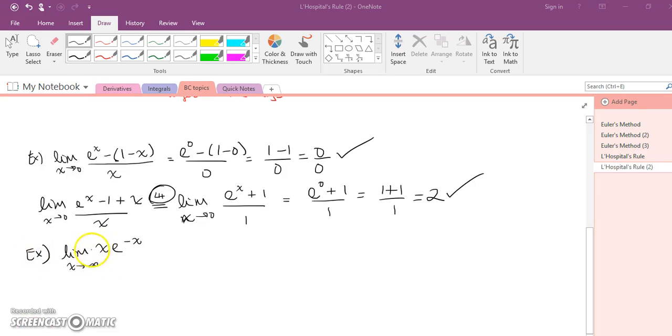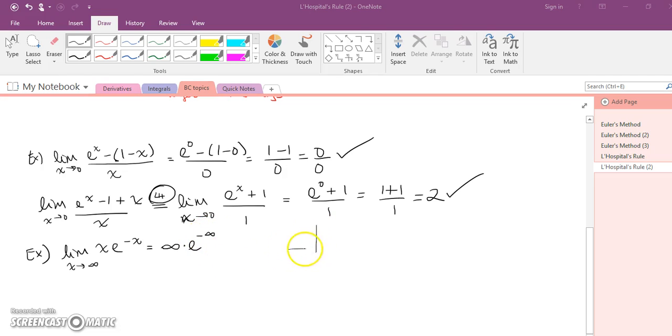Here's another one. X can approach anything. It doesn't have to approach 0 or a number. It could even approach infinity. For these, you're going to have to just think about what the function would be doing if x went to infinity. So let's try direct substitution. It's going to seem a little weird plugging in infinity. So I have infinity times e to the negative infinity.